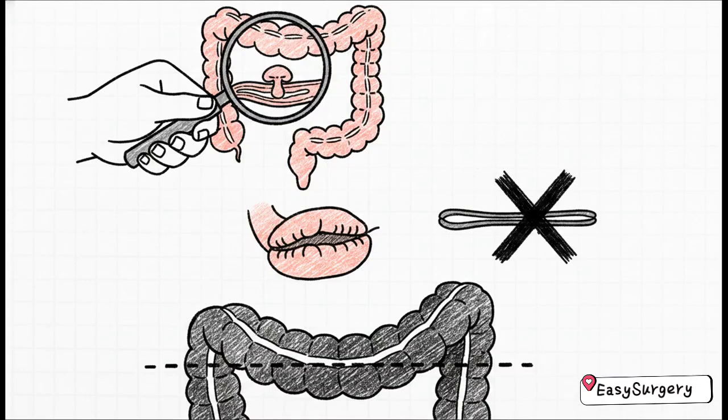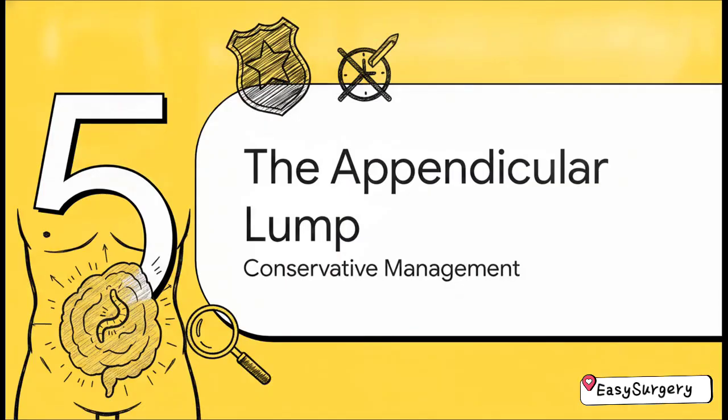And in the absolute worst-case scenario, if the base and the surrounding colon tissue are gangrenous or dead, you have to pivot your entire game plan and perform a full right hemicolectomy, removing a chunk of the colon to save the patient's life. Section 5 introduces a really fascinating phenomenon, the appendicular lump.